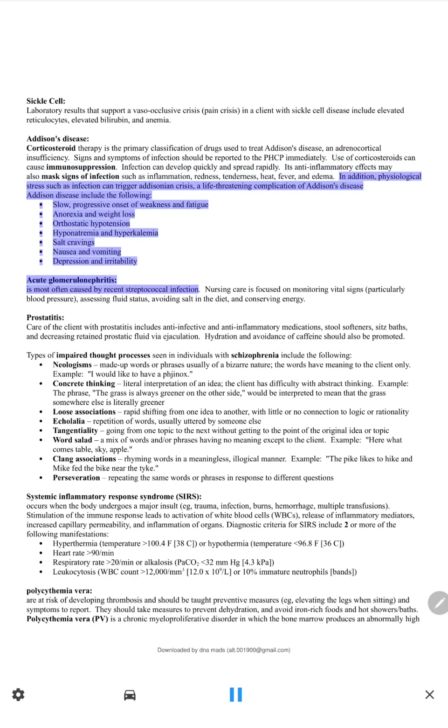Acute glomerulonephritis is most often caused by recent streptococcal infection. Nursing care is focused on monitoring vital signs, particularly blood pressure, assessing fluid status, avoiding salt in the diet, and conserving energy.